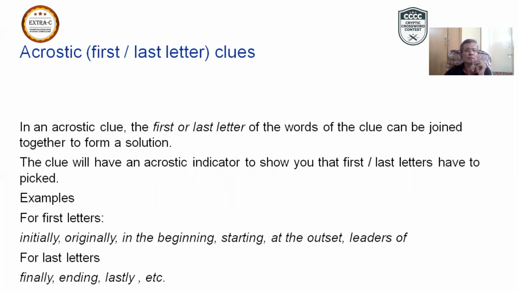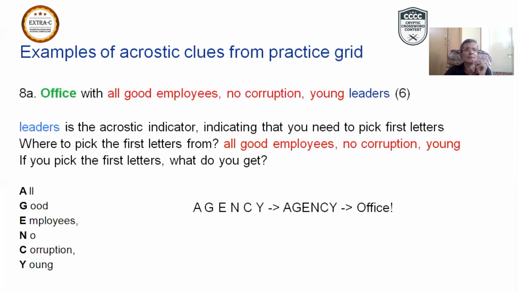For example, if you see words like initially, originally, leaders, starting, etc., it means that you have to take the first letter of some other word. Similarly, if you see finally, ending, lastly, etc., it means that you have to take the last letter of some of those words. Let's see with an example.